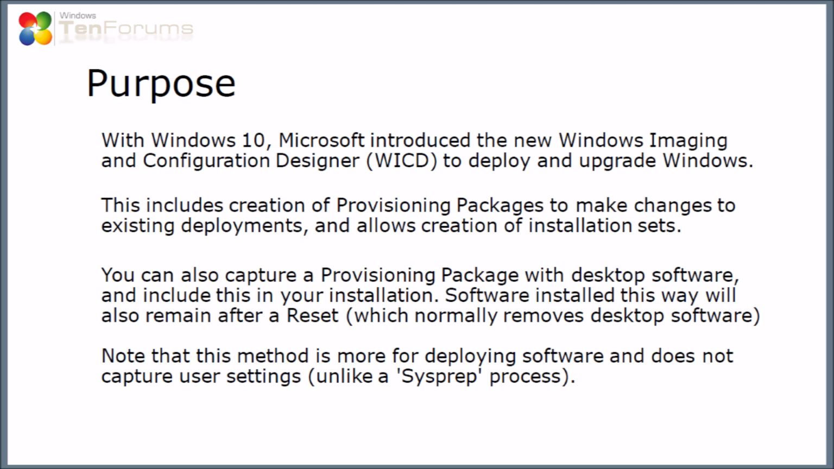You can capture a provisioning package to include desktop software, and this can be included in your installation. Software that you install this way will remain there after you do a reset, which normally removes desktop software. This method is more for deploying software and doesn't capture user settings, unlike the sysprep process, which you can use to capture settings and software as well.